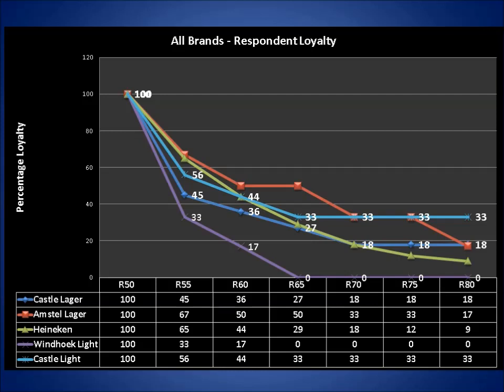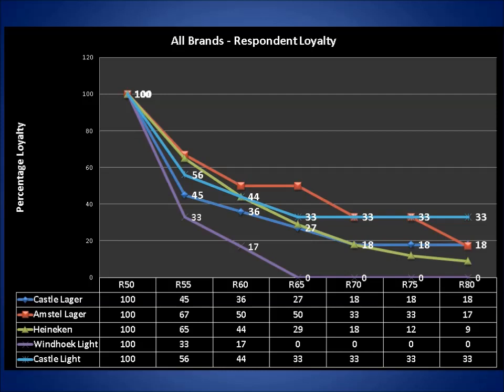Well, let's look at all the brands. What happens to all the brands? I've only taken those that had more than 10% of the sample using them. And again, I set the demand curve starting from 100 and see who remains loyal. You've seen the dark blue, you've seen green, which is Heineken. See how fast that goes down. You can compare that with what happens to, say, Windhoek Light. The moment that gets to 65 Rand, nobody's left. No more respondents say that they will buy it.